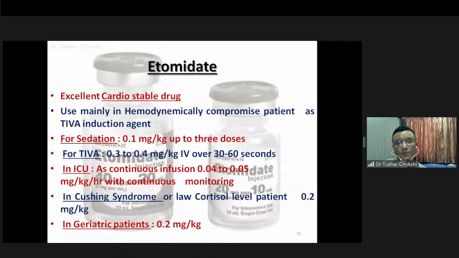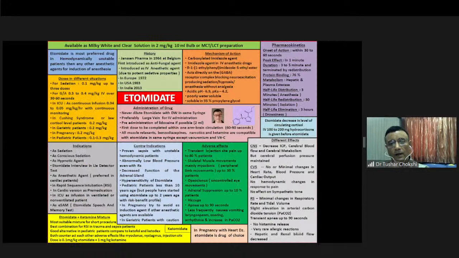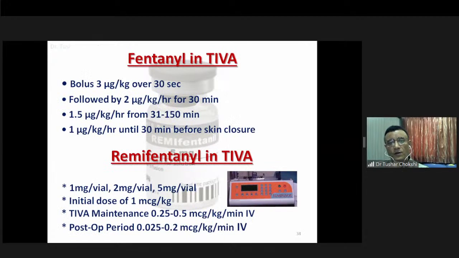One of the drugs which I use very occasionally in my cardiac patients is etomidate. It is a very cardiostable drug, used mainly in hemodynamically compromised patients, and it is given in sedation, TIVA, ICU, and in geriatric patients in a dose range of 0.1 to 0.3 milligram per kilogram body weight. This is the etomidate infographic. Recently, for the last 6 months, I have started etomidate plus ketamine combinations for at least 10 patients, and I am very happy. Some of the opioids we use in TIVA practice are fentanyl and remifentanil.